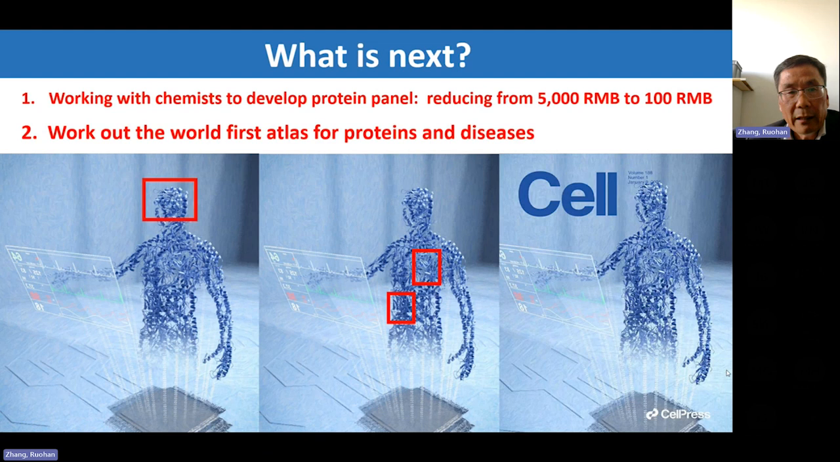on an atlas, the first atlas for proteins and disease, essentially. And the paper is published this year as a cover paper, actually. And we also have a homepage with a large language model there, so people can use it.